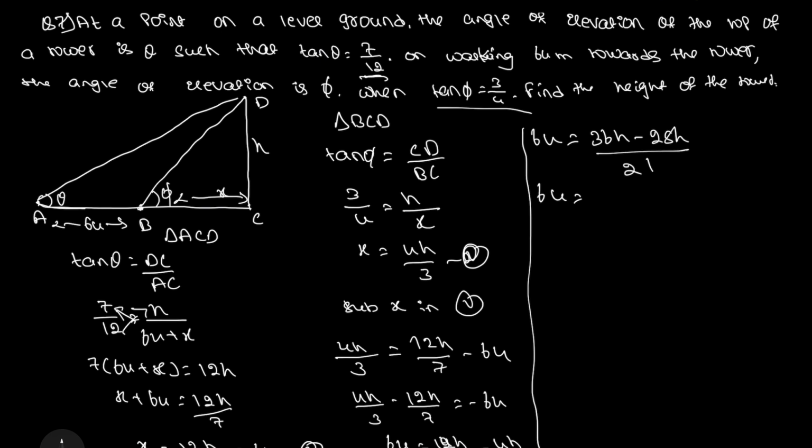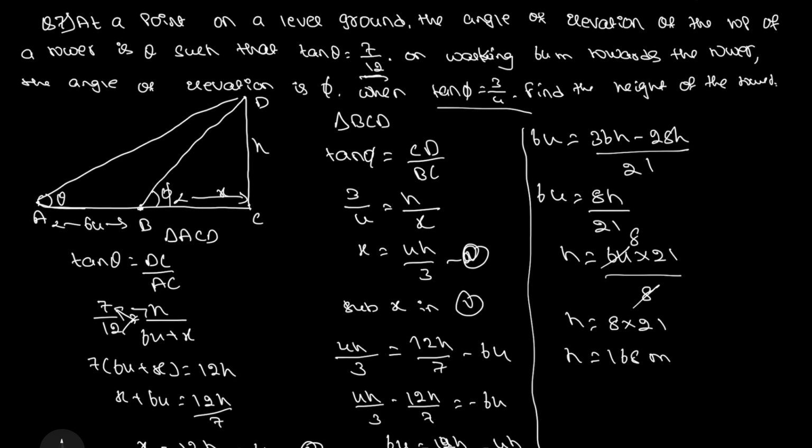So 64 is equal to (36 minus 28) is 8h by 21. So we'll get h is equal to 64 into 21 by 8. 8 ones are 8, 8. So h is equal to 8 into 21. h is equal to 168 meters. Therefore, the height of the tower is equal to 168 meters.